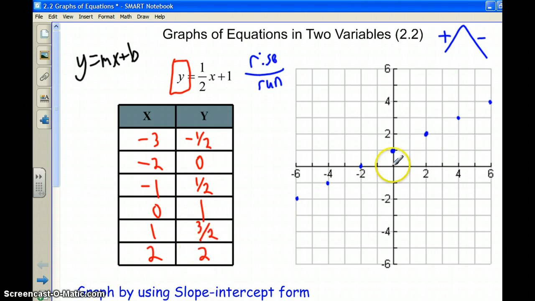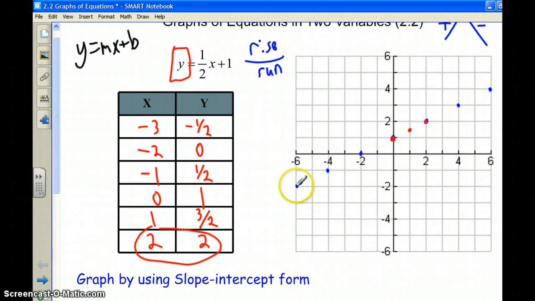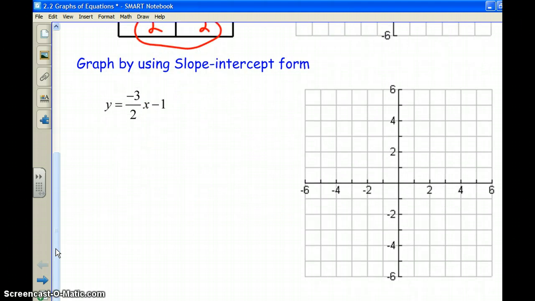And so we get the same points. You notice this point is (2, 2). 0 comma 1. We have some other points, 1 comma 3/2 or 1.5. And so we have some points that can be used to graph the function. So then eventually at some point you're going to graph the function. Okay. So a table here could come in handy.